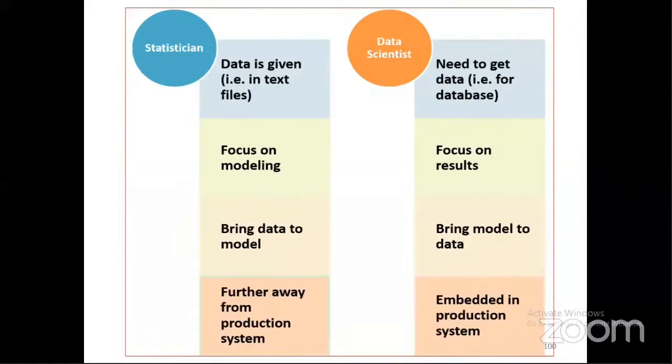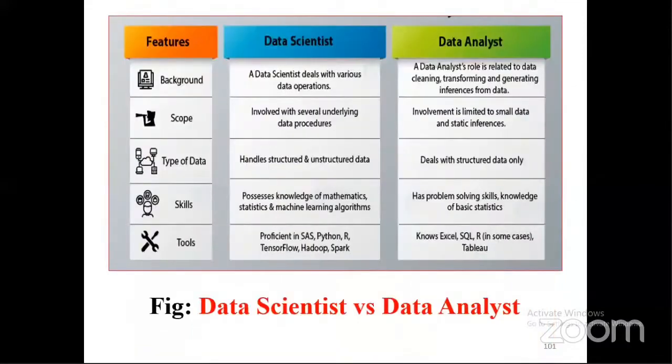So these are the various differences between a data scientist and a data analyst. Background: a data scientist deals with the various data operations. A data analyst's role is related to data cleaning, transforming, generating, etc. Scope: involved with several underlying data processes, whereas involvement is limited to small data and statistical inferences. Type of data: a data scientist handles structured and unstructured data. A data analyst deals with structured data only.